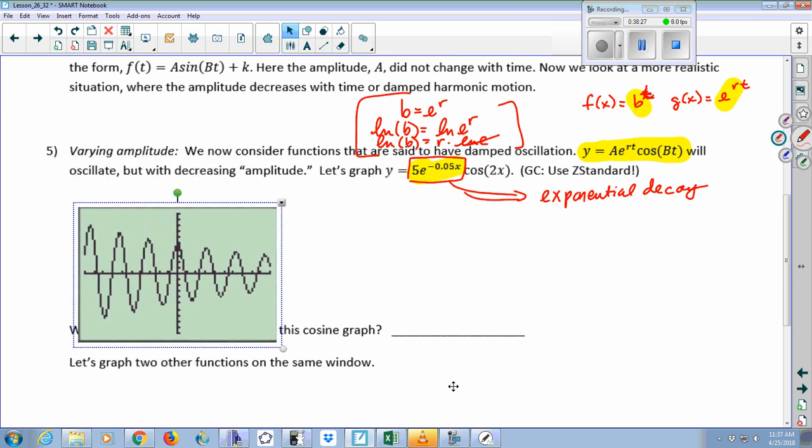So here is this function, this entire function. And as you can see, look what's happening to your peaks. They're decreasing from the x-axis, right? The distance from the x-axis is decreasing. And similarly, your valleys are not quite as low. They're increasing.